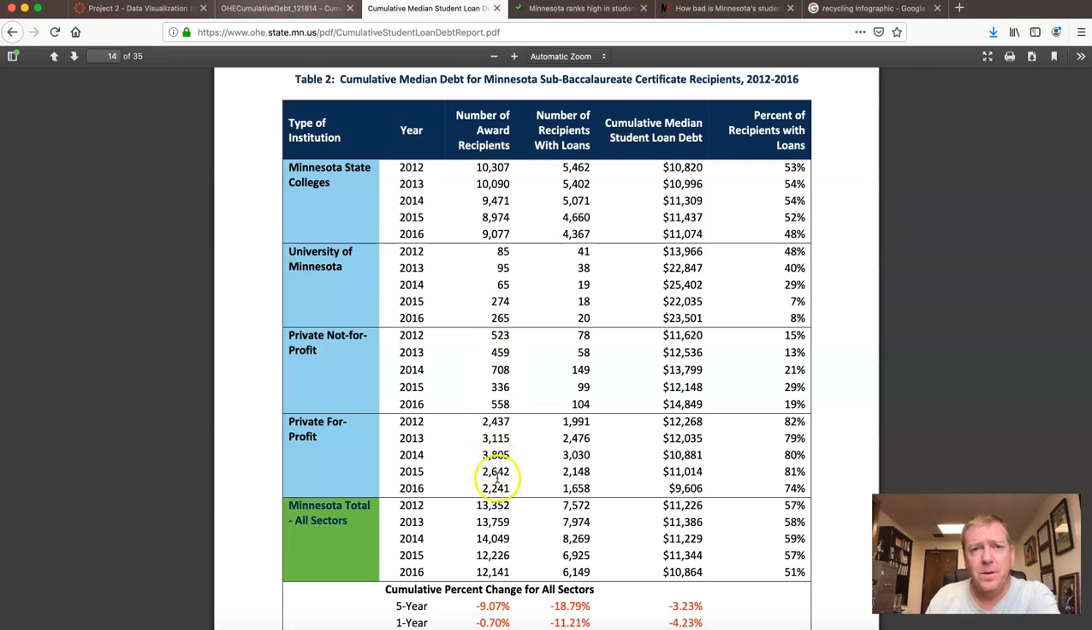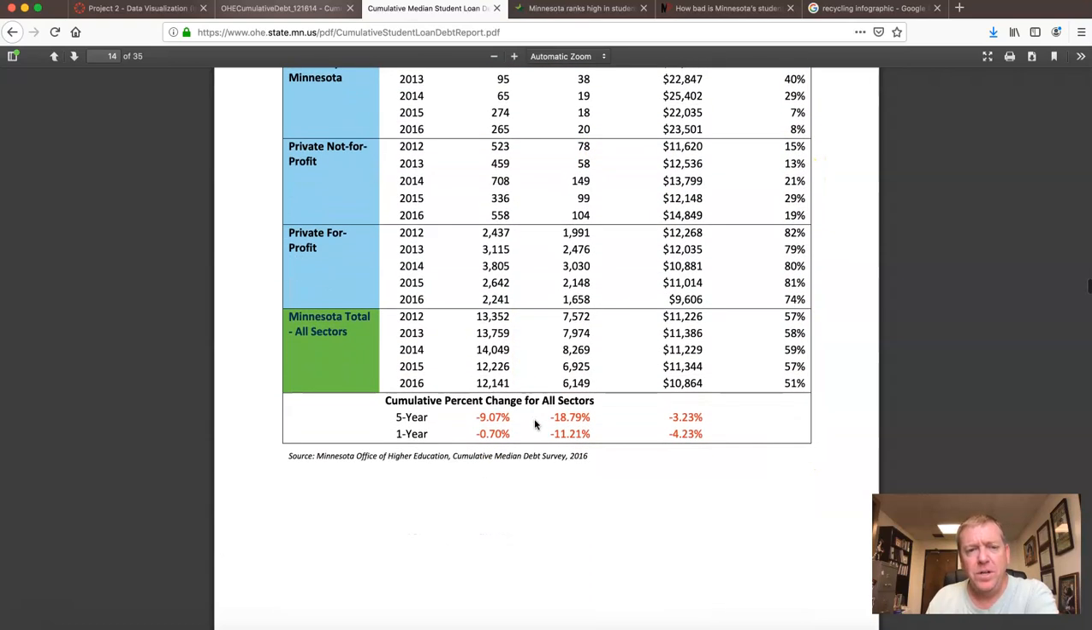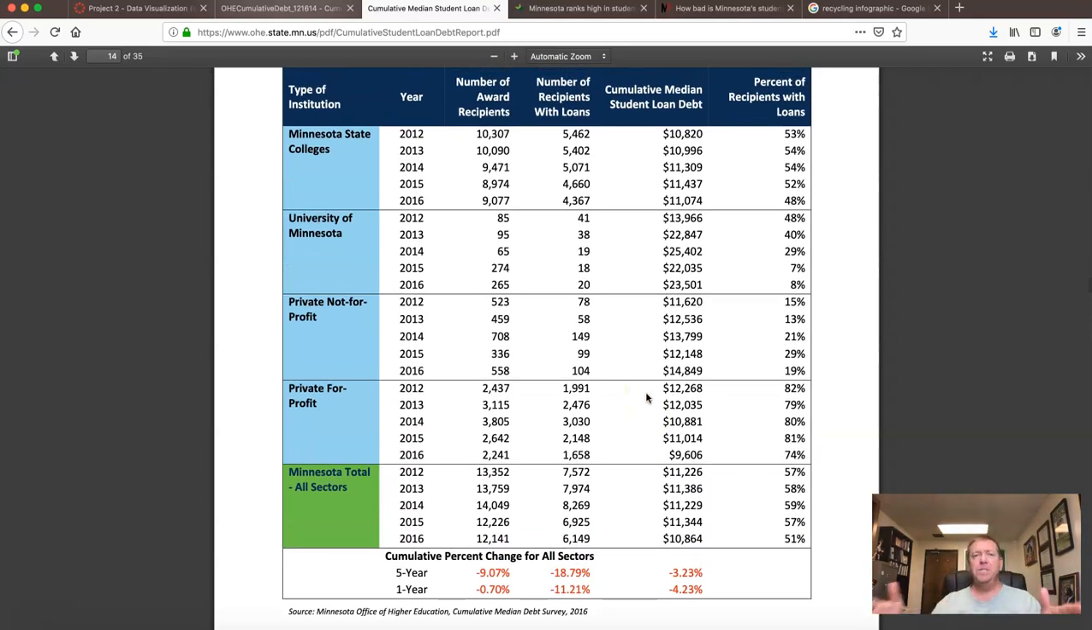And then number of recipients with loans, and then cumulative median student loan debt from each of these, and then percent of recipients with loans. All right. And then if you go look at the bottom, cumulative percent change for all sectors. All right. So here we have a table, and this is kind of a standard table, and it has a lot of numerical data on it. It gives us a comparison, side by side, year by year comparison between different variables that we want to look at.